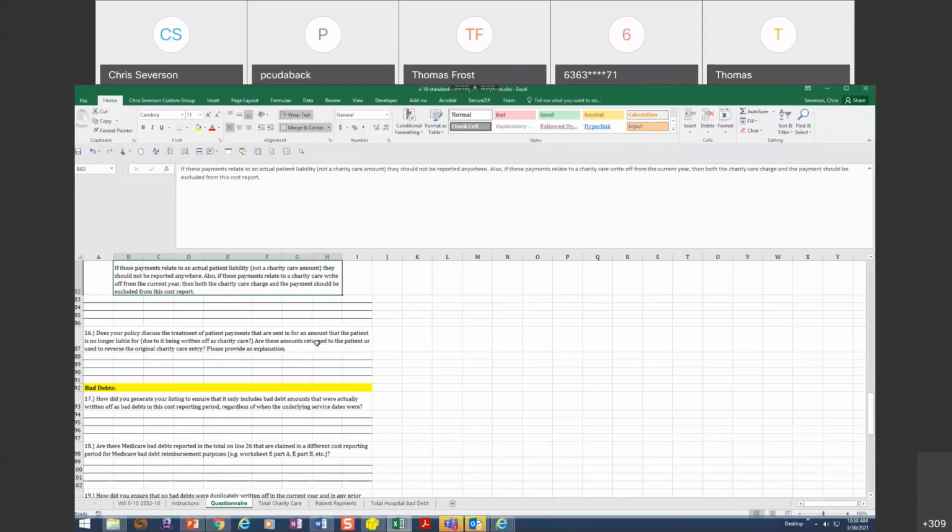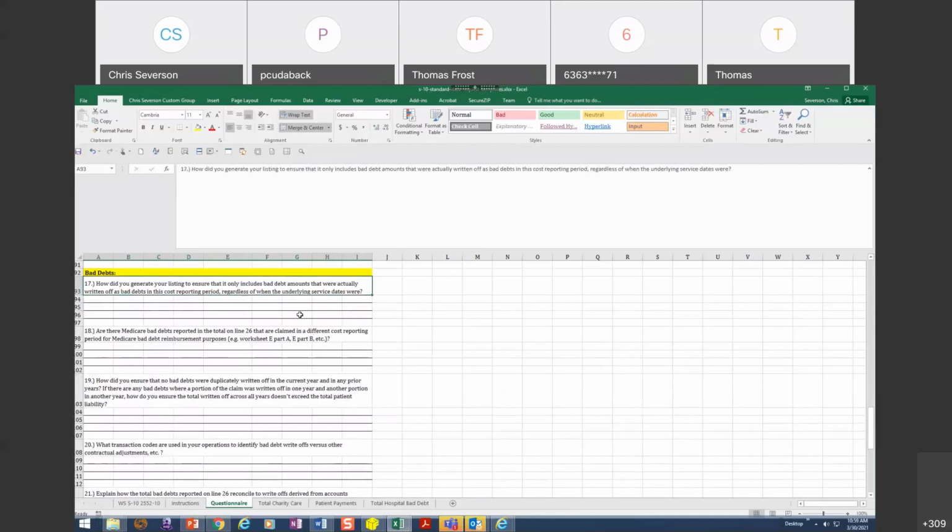So we want to know, are those amounts returned to the patient, in which case there's nothing left to report, or are they used to reverse the original charity care entry, which, as we said earlier, means that the charity care is already going to have a negative included in it, and therefore there's no reason to put the payment as well. But of course, the third alternative is that you left the charity care and you still reported a payment. That's where line 22 comes into play. So 16 just tries to walk through that. When we get to 17, again, it's how did you ensure you included it when it was written off, regardless of the service dates.